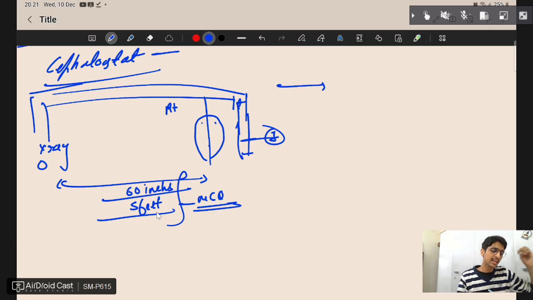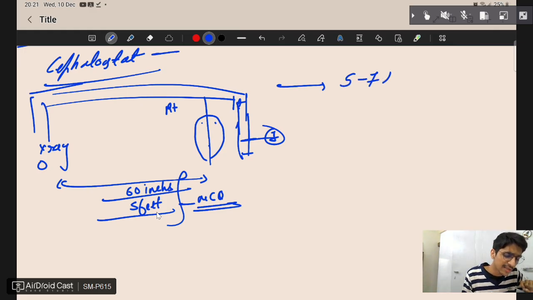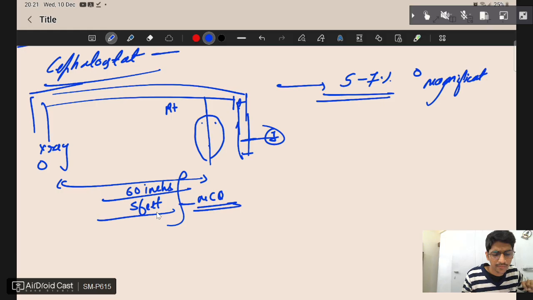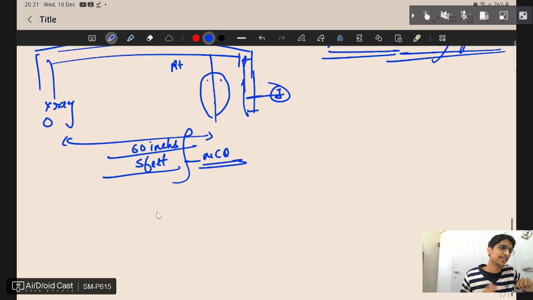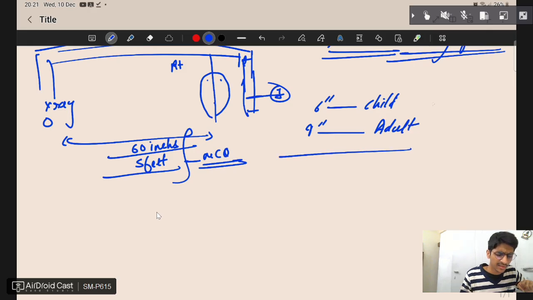What we need to remember is how much degree of magnification is caused by lateral ceph. It is about 5 to 7%. This is the degree of magnification in lateral ceph. And in a child, the head radius is around 6 inches, and in an adult, it is around 9 inches. This is the generalized thing which we have to take. This is purely a fact; you can't do anything about this.